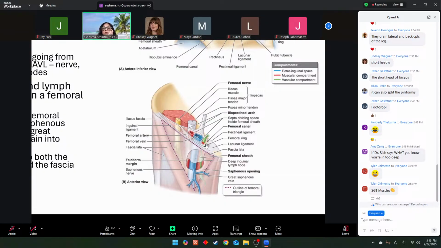This is the femoral ring. Look at this femoral ring for a second. Here is the inguinal ligament. This inguinal ligament comes from the anterior superior iliac spine, goes to the pubic tubercle, and when it attaches to the pubic tubercle, it suddenly makes a sharp turn and goes around like this. This sharp turn that the inguinal ligament makes is called the lacunar ligament.